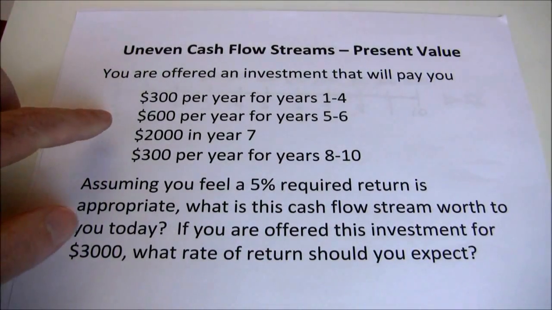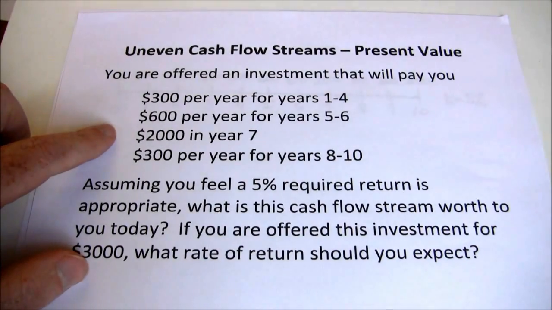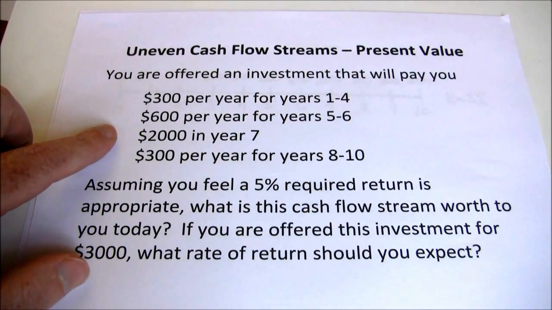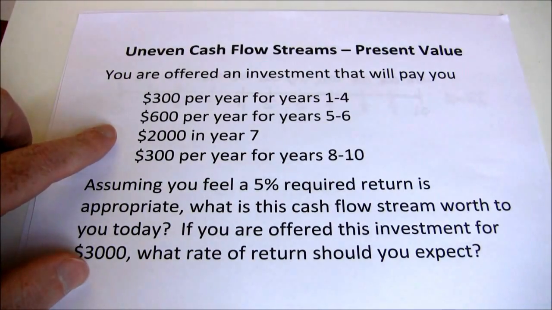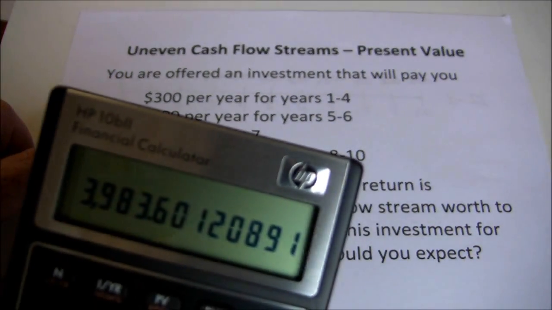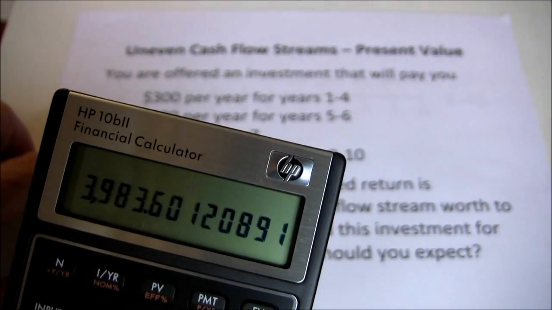So we know that this cash flow stream that we introduced is worth $3,983.60. Somebody was willing to offer us that for $4,000, we wouldn't pay it. It's overpriced. On the other hand, if they were going to offer it to us for $3,700, it would be a bargain because we know it's worth $3,983.60.